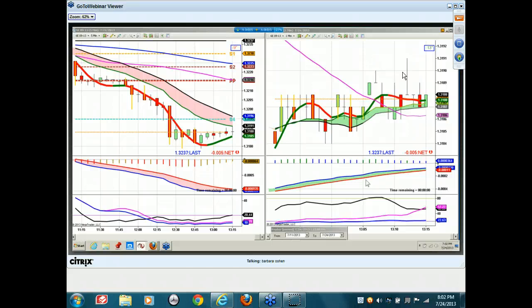And hopefully that'll keep you out of some really nice fake outs or trades where you sit there for 30 minutes and it goes sideways and you're like, should I stay in? Should I get out? We're trying to avoid that at all costs.